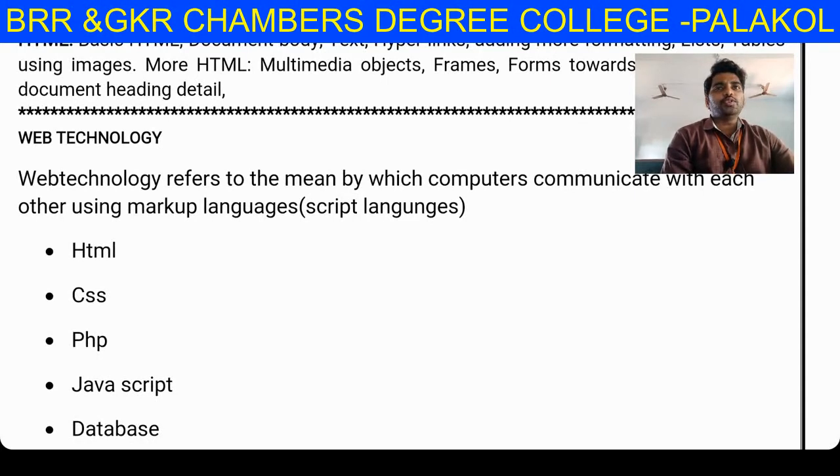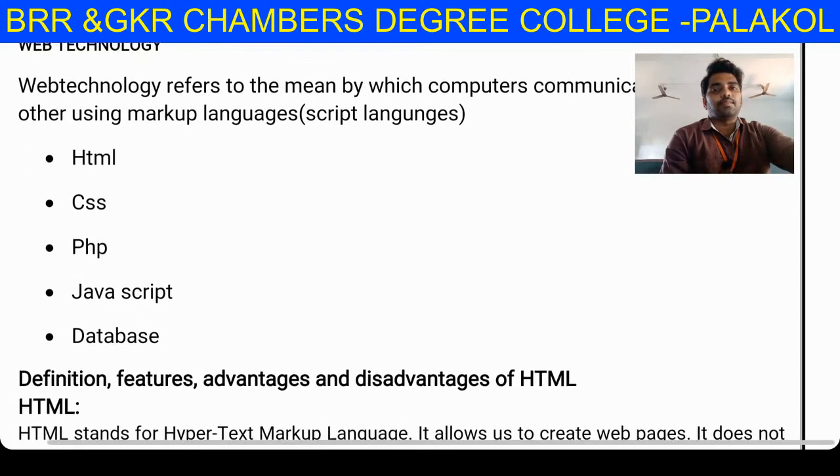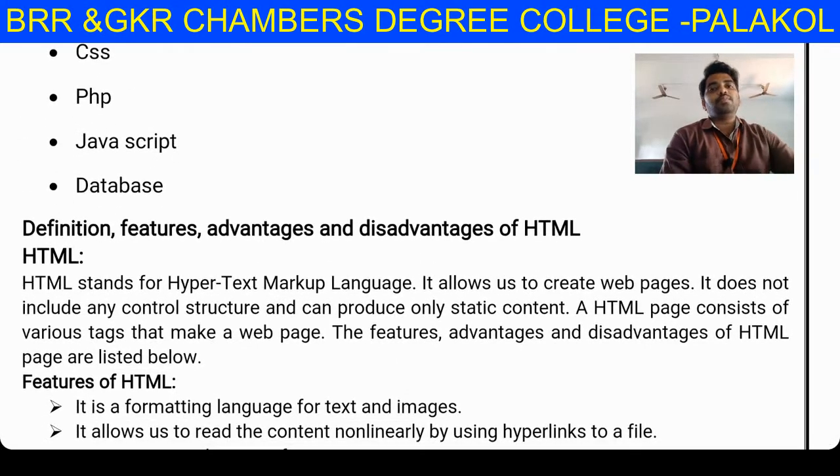Mainly, we use two types: web designing and web development. Web designing is used for designing web pages. Web designing uses scripting languages, they are HTML and CSS. Okay, let's start with HTML. HTML stands for hypertext markup language.